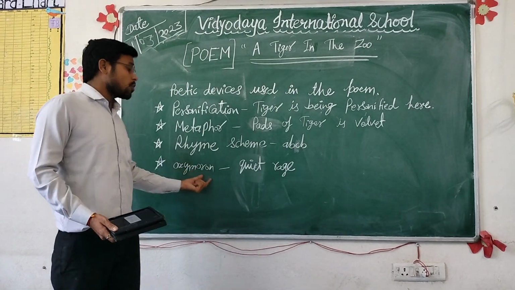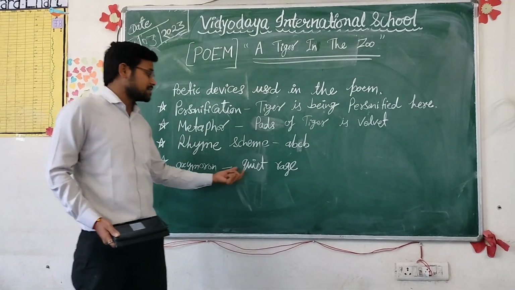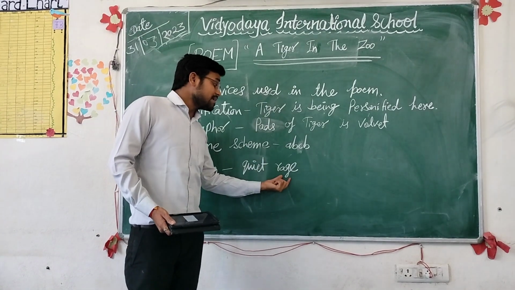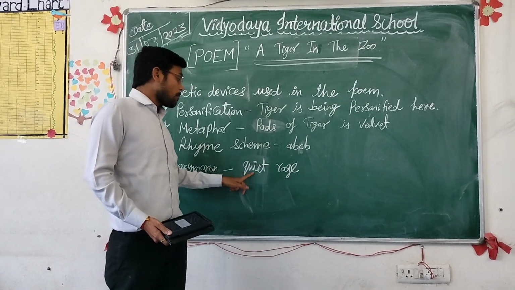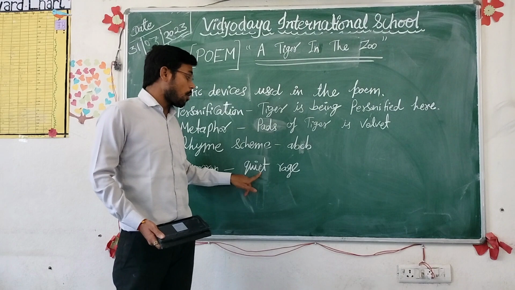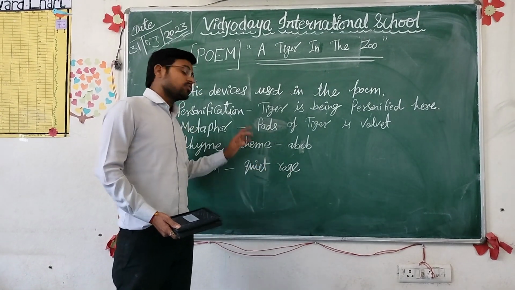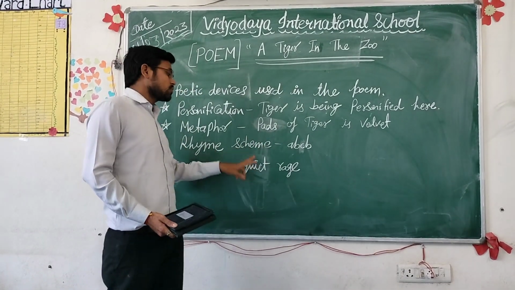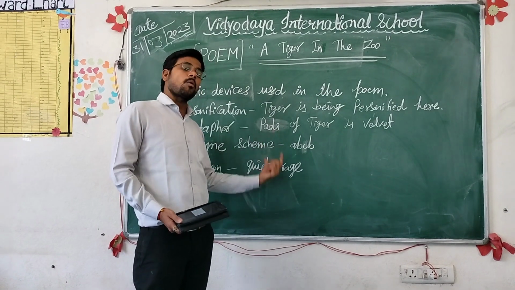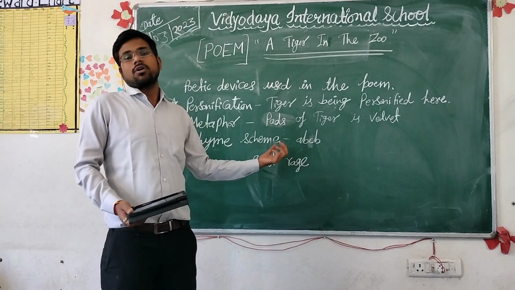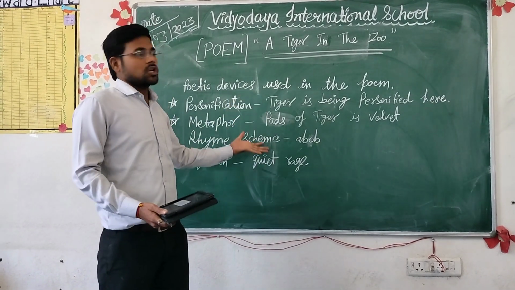And the last one is oxymoron. The last poetic device, quiet rage, is being used here. Both of the words are opposite to each other. We call it oxymoron. Quiet rage, both are opposite to each other. We call it oxymoron. And that's all about the poem.